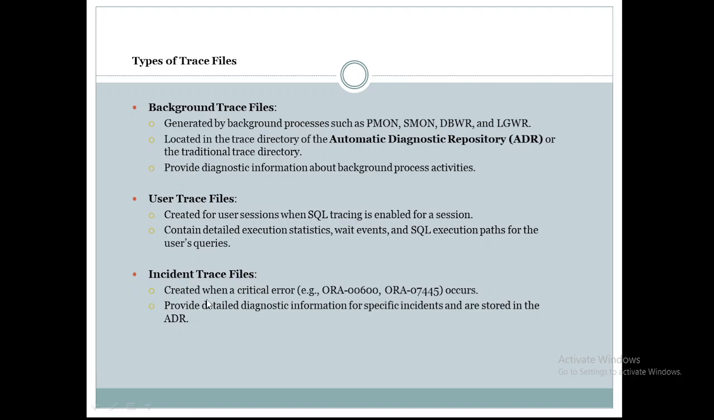The third one is incident trace files. When a critical error occurs in Oracle, or something happens in Oracle, these files get created at that time. They provide detailed diagnostic information for specific incidents and are stored in the automatic diagnostic repository location.